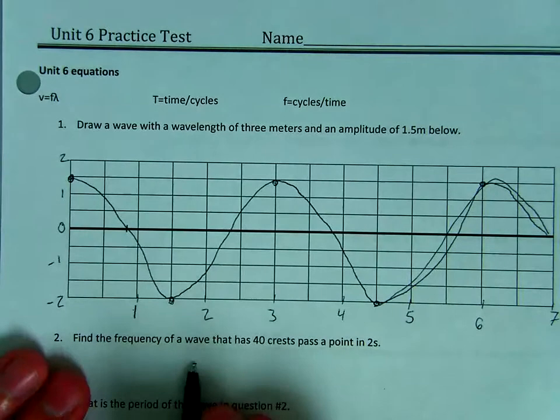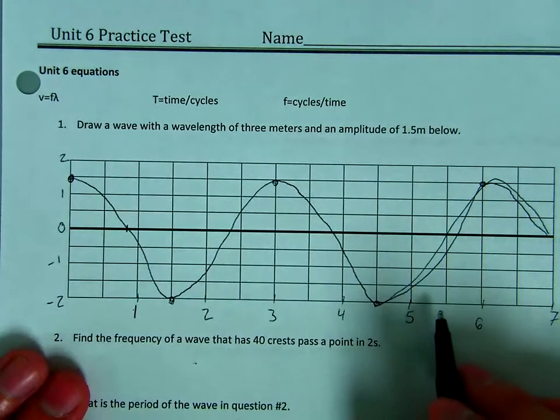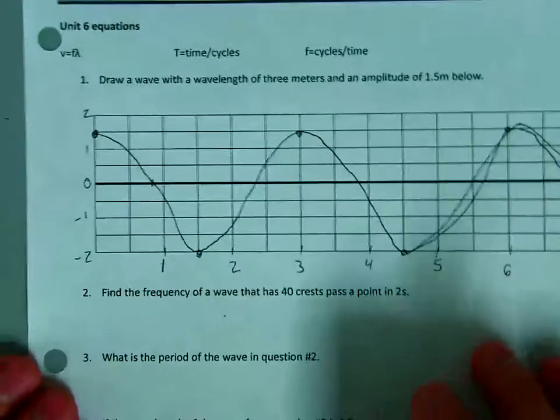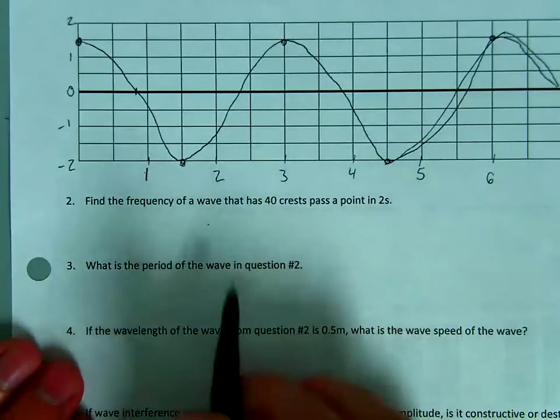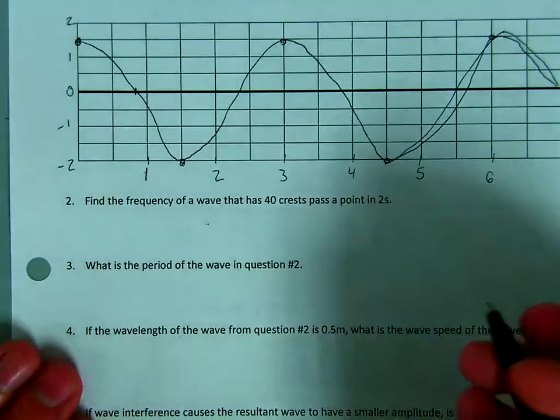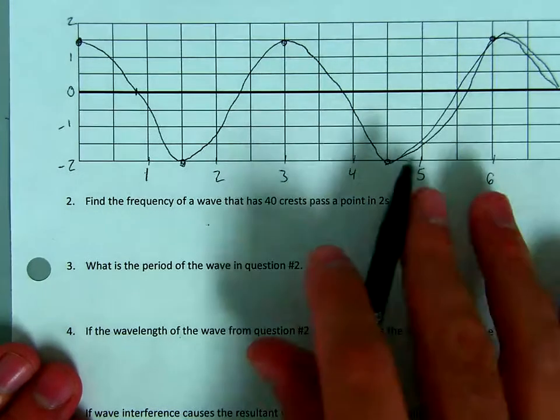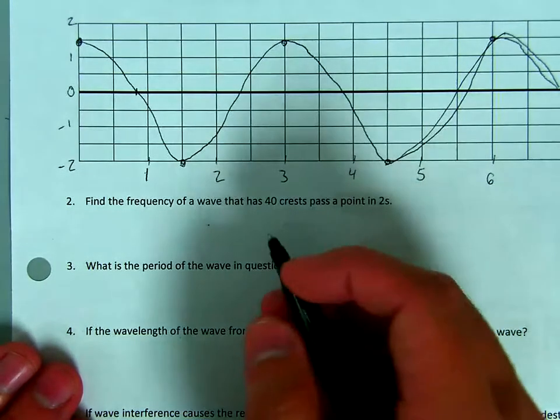Okay. So that's what I'm expecting you to be able to do. Oh man, crest at the crest. Okay, for the next one, find the frequency of a wave that has 40 crests that pass a point in 2 seconds. So we've got to find frequency.